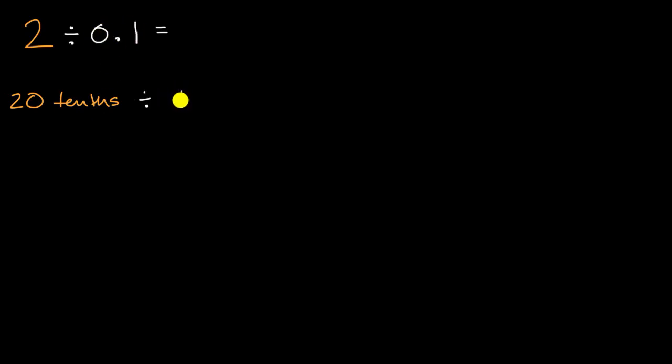So divided by 1/10. And so if I have 20 of something, and if I divide it into groups of 1 of that something, how many groups am I going to have? Well, I'm going to have 20 equal groups of 1. So 20 tenths divided by 1/10 is equal to 20.